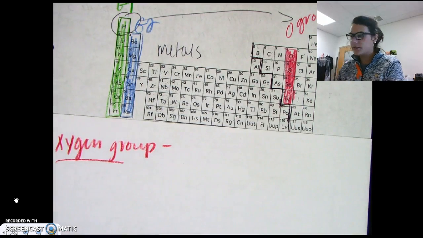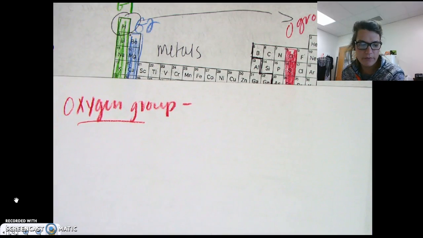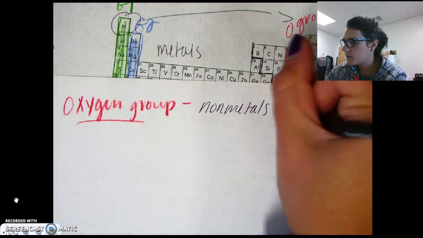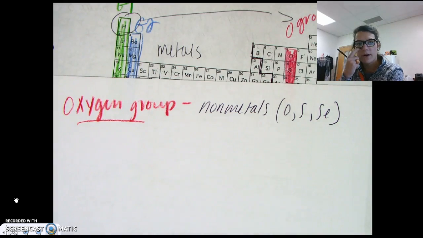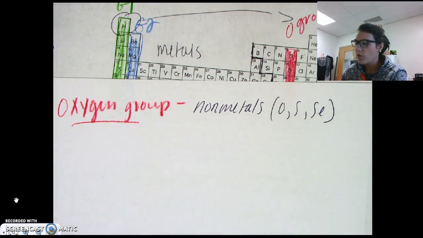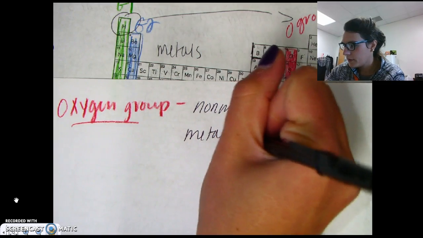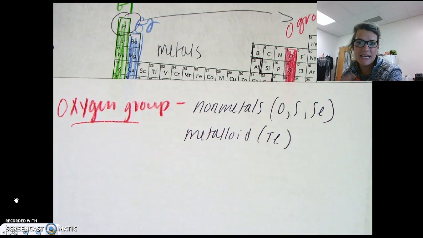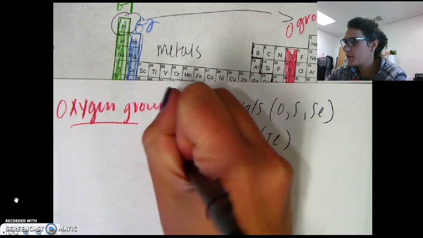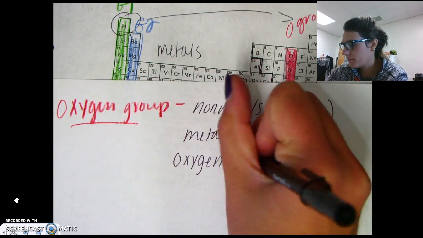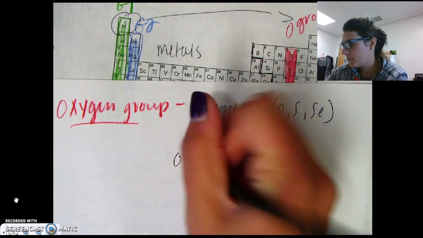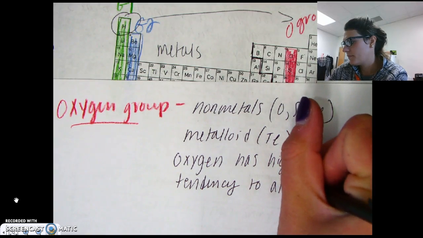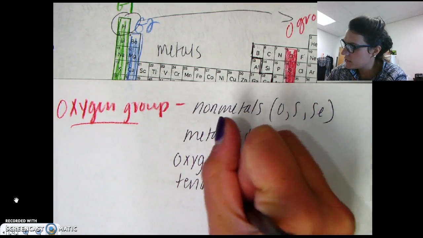Okay, so oxygen group. Let's talk about some traits that the oxygen group will have, okay? These are nonmetals. Now we're on the other side of the staircase. Okay, so this is oxygen, sulfur, and selenium. I'm sorry I colored tellurium. That is incorrect, okay? Well, it has one metalloid, which is tellurium, okay? Oxygen has a really high tendency to attract electrons, okay? So I want to make sure that we know this. I can't spell attract, sorry.